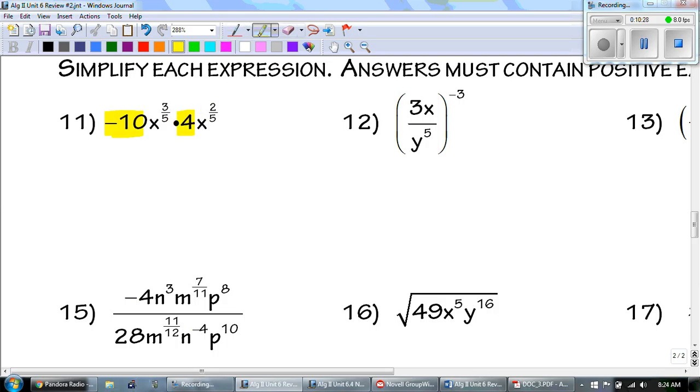So when we're doing this, the first thing that I want to do is to multiply my coefficients. So I have negative 10 times 4, which is negative 40x. And then I need to add my exponents. I don't know if you want to do it off to the side or do it in your head, but 3 plus 2 gives us 5. And it's x^5 over x^5. Excuse me. And then I just have to reduce it, which just ends up being negative 40x.